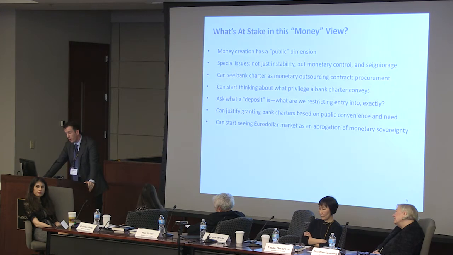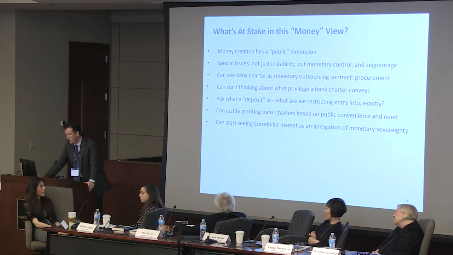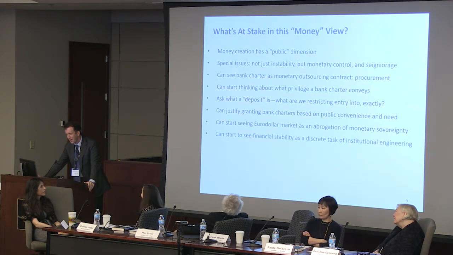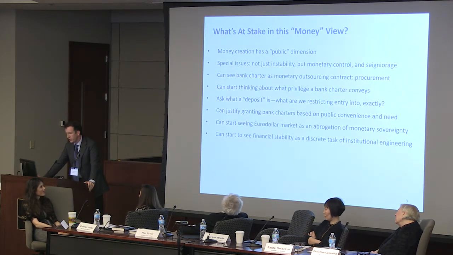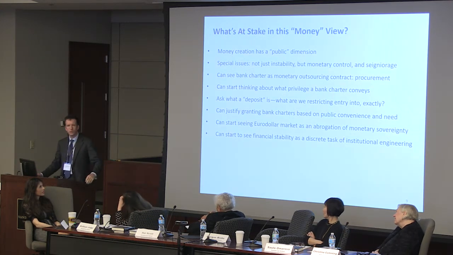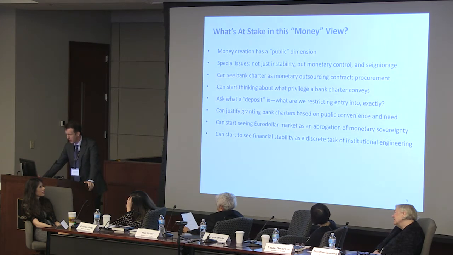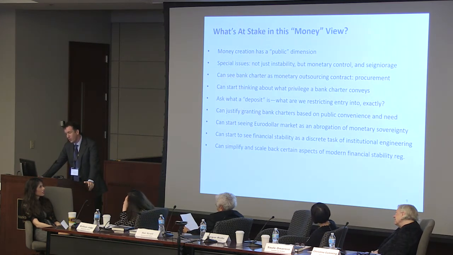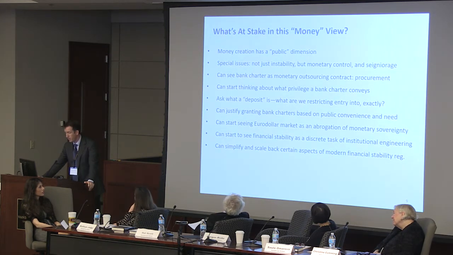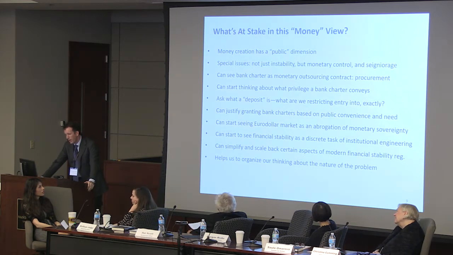We start seeing the Eurodollar market as an abrogation of monetary sovereignty. We can talk about that later if people want to. We can start to see financial stability as a discrete task of institutional engineering rather than an open-ended search for an amorphous enemy like systemic risk. I find this to be a liberating recognition. We can arguably simplify and scale back some, maybe even many, aspects of modern financial stability regulation. By getting this thing right, maybe we can stop trying to do a bunch of other stuff.